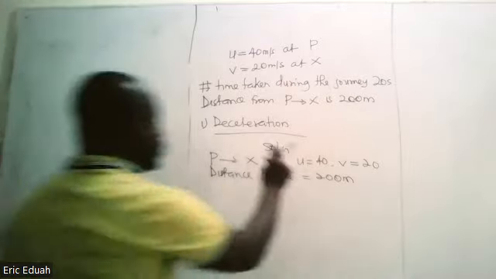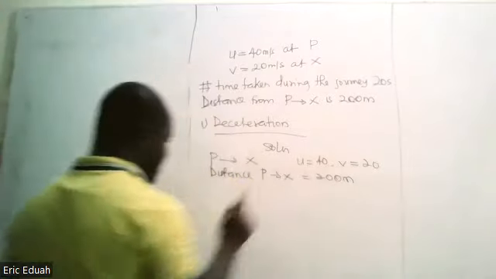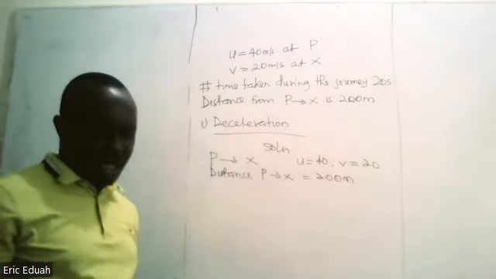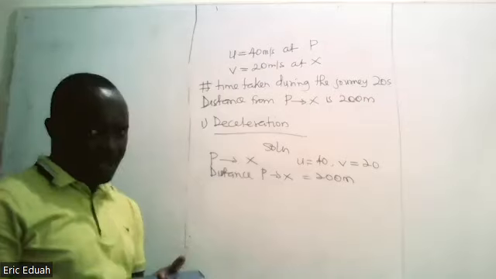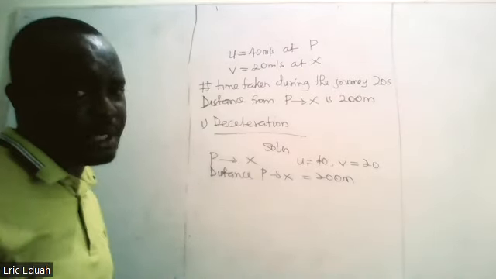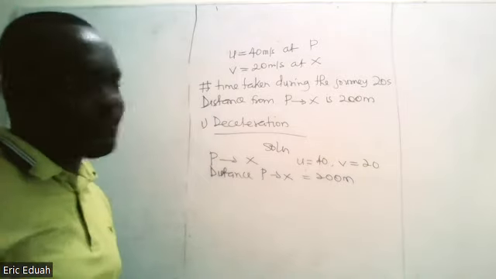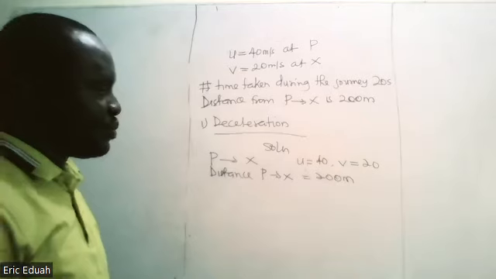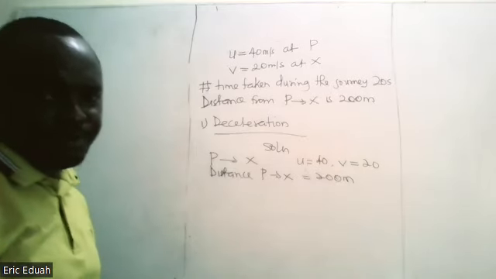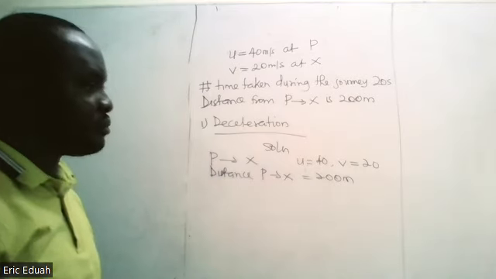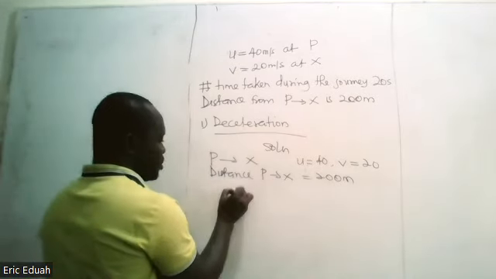So once we have U, we have V, we have S. Let's look at the appropriate equation that would help us find the deceleration. So which appropriate equation would help us find the deceleration here? V squared is equal to U squared plus 2AS.